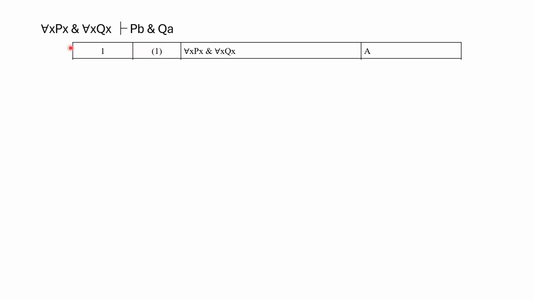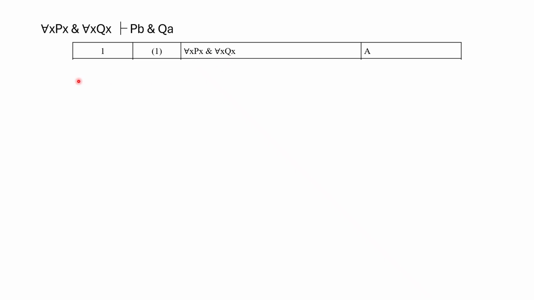Now, looking at our assumption here, what's the main operator? Well, the main operator here is the ampersand. It's holding together this universal quantified statement and this universal quantified statement. How we know that is that there aren't any parentheses closing this off. This quantifier only goes to the extent of P, and this one only goes to the extent of Q.